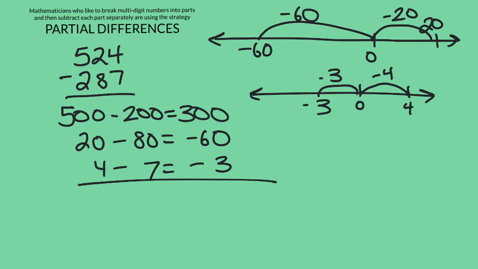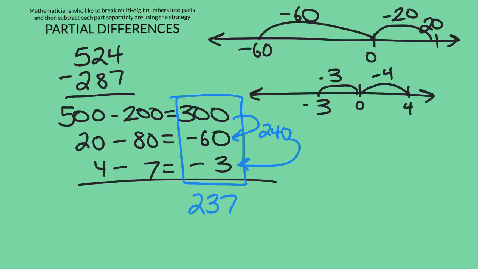Now I have 300, negative 60, and negative 3. So if I went from 300 and I went back 60, that gets me to 240. And if I went back 3, that gets me to 237. So using partial differences, even if I have to use negative numbers, helps me to see that 524 minus 287 is 237.